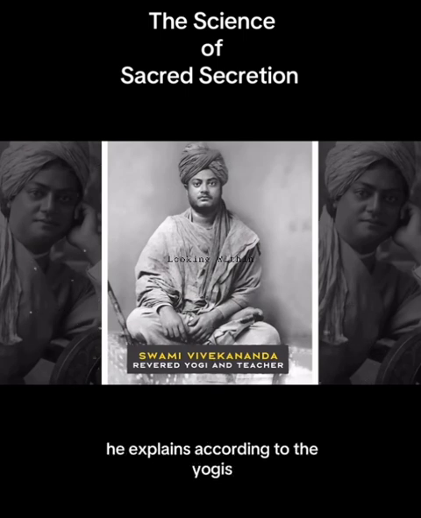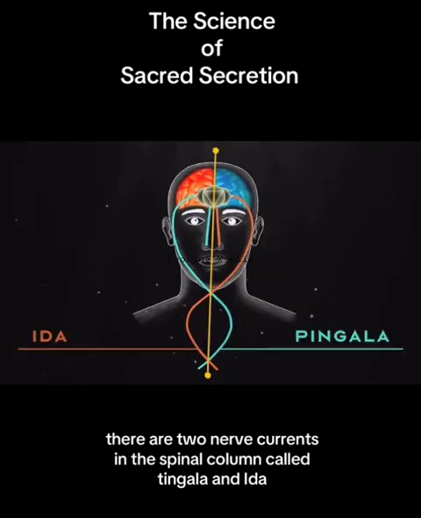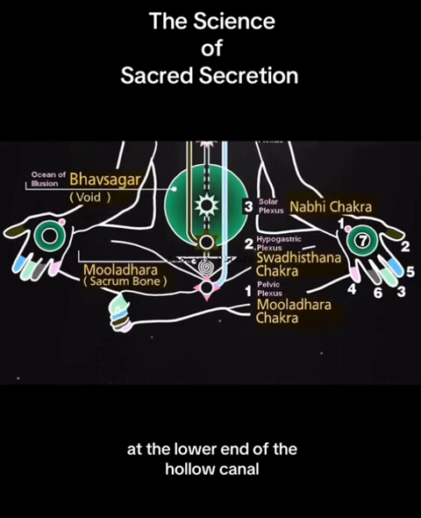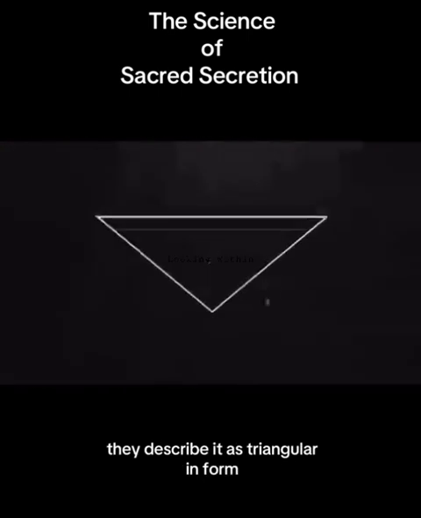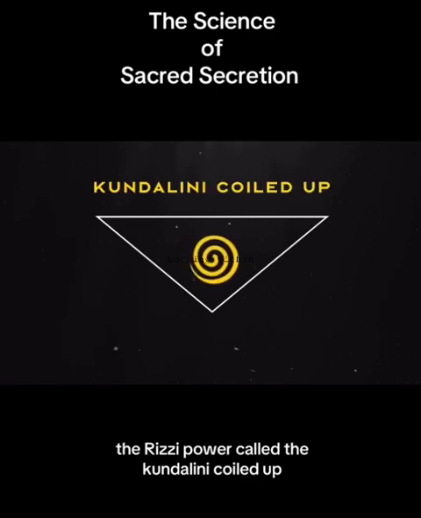He explains, according to the yogis, there are two nerve currents in the spinal column, called Pingala and Ida, and a hollow canal called Sushumna, running through the spinal cord. At the lower end of the hollow canal is what the yogis call the lotus of the Kundalini. They describe it as triangular in form, in which, in the symbolic language of the yogis, there is a power called the Kundalini coiled up.